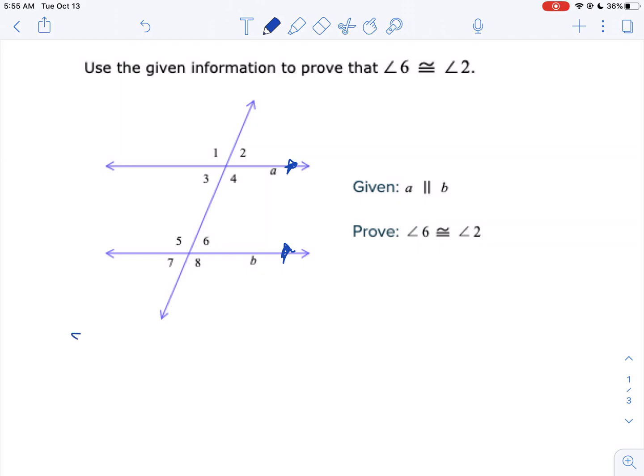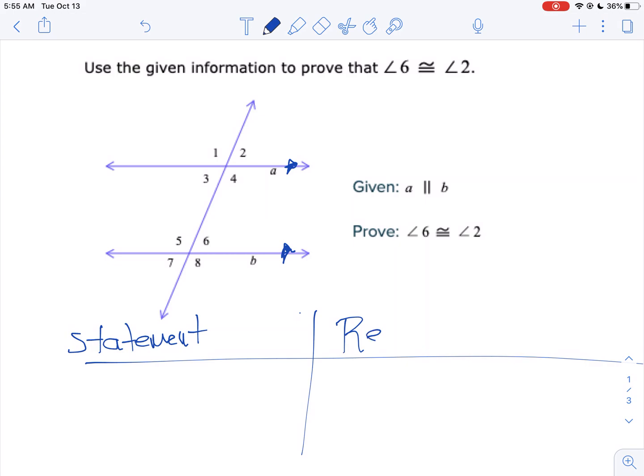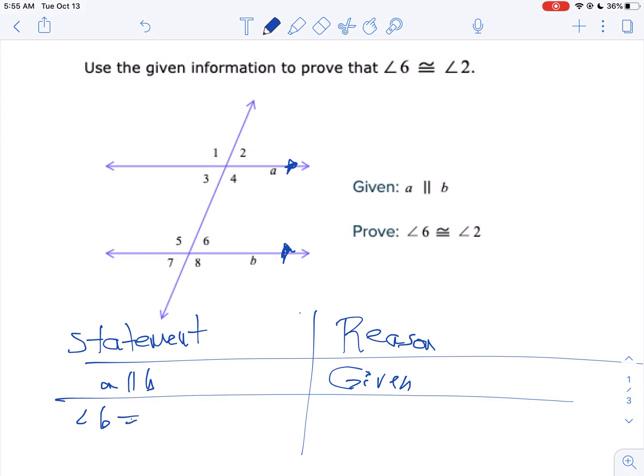So here's what you're going to do. You're going to write your statement. Well, you won't have to do this because it's done for you. Send A is parallel to B to your proof. Why? Because it's given. I think when you send it, it actually puts that in for you. Then, send angle 6 is congruent to angle 2.